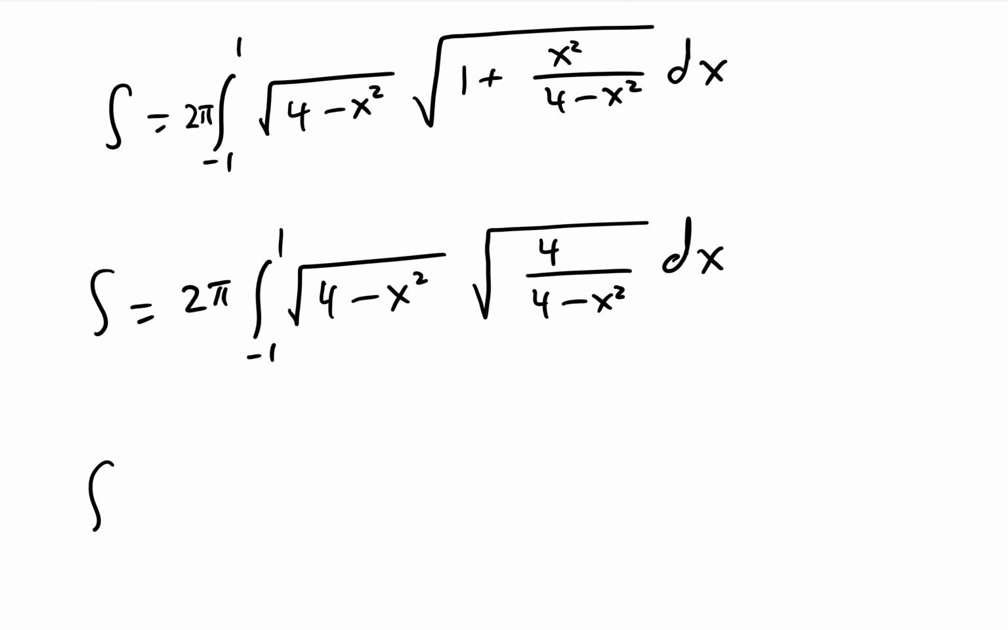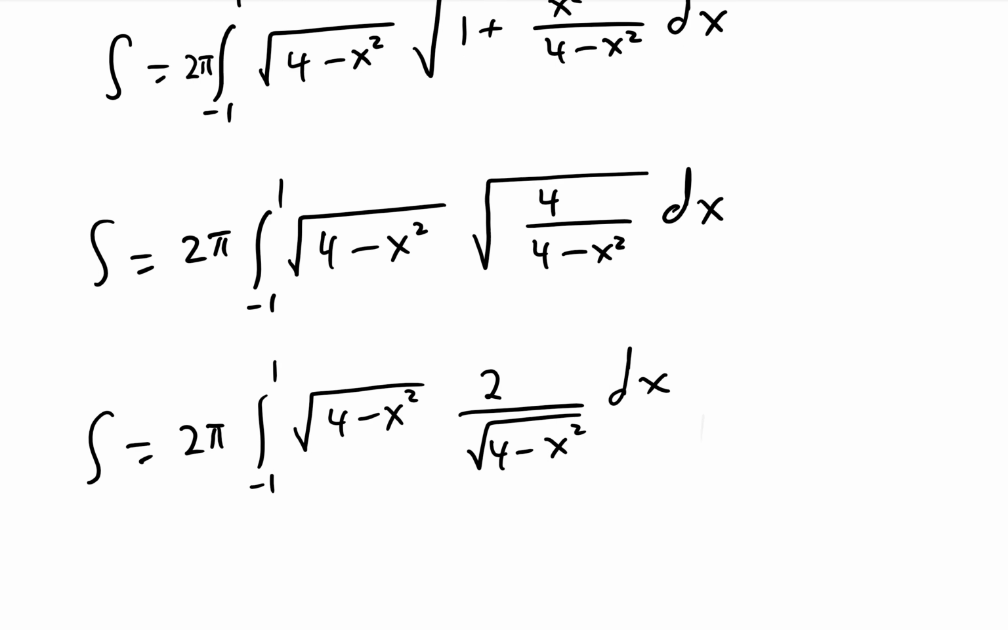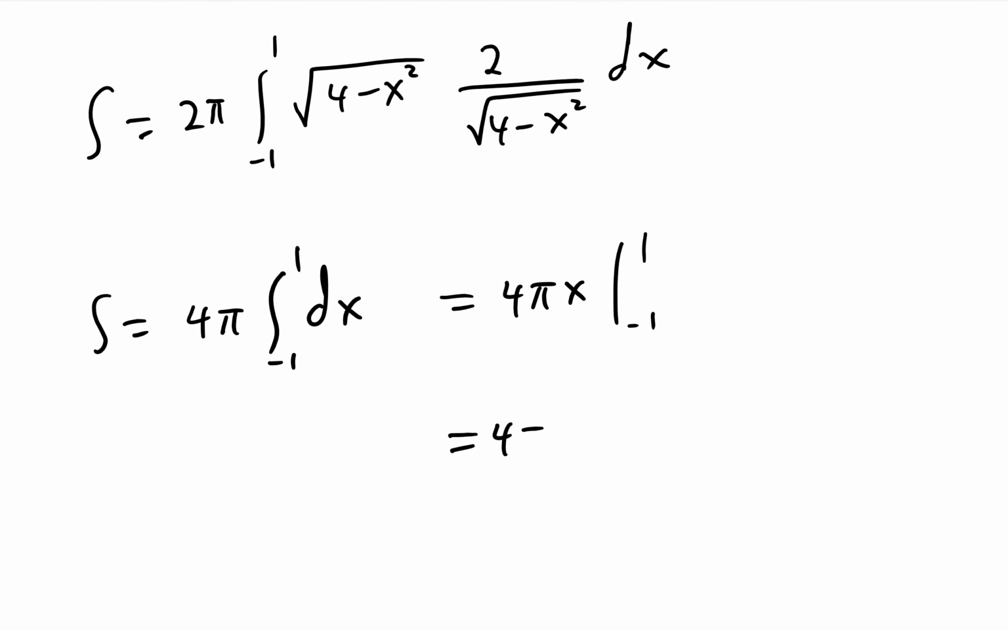And then using the property of square roots, you can rewrite this, the square root on the top, which is 2 over the square root of the bottom one. And notice how they cancel each other. Okay, now we got s equals, take the 2 out, becomes 4 pi integral -1 to 1 of dx, which is very simple to integrate, just x from -1 to 1. And this would be 4 pi, 1 minus -1, which is 8 pi.